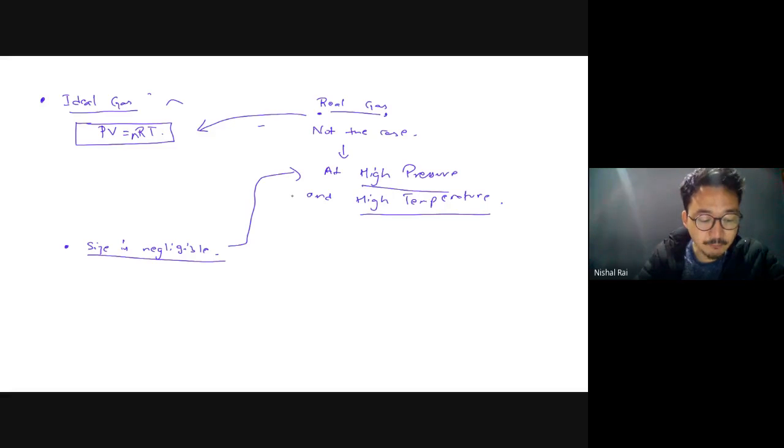And second is the force of intermolecular interaction. As you have all said, the interaction between molecules is not allowed in an ideal gas, but in real cases these interactions are allowed. Clear? Is it clear?